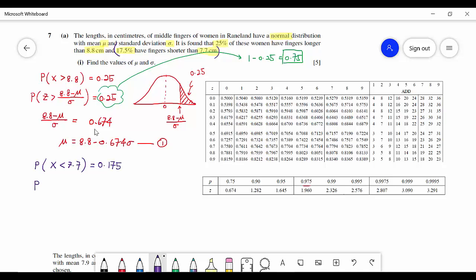Okay, so the same thing happened. This is a normal distribution. Therefore, you need to change it to Z by standardizing it. So 7.7 minus the mean divided by standard deviation, and you get 0.175.